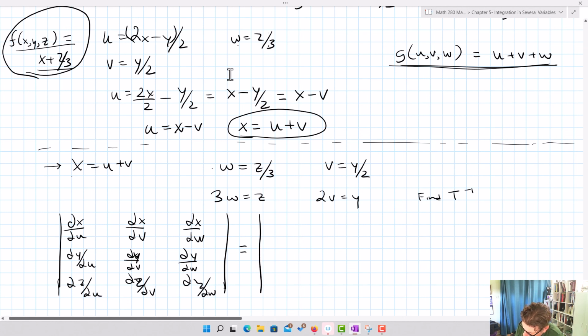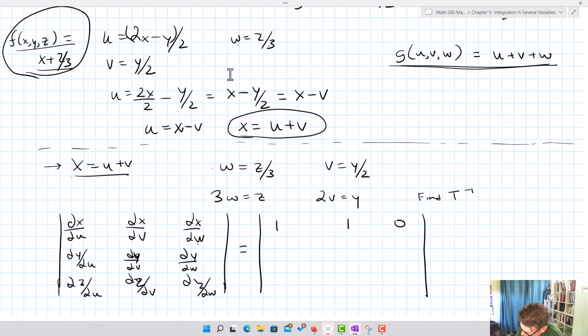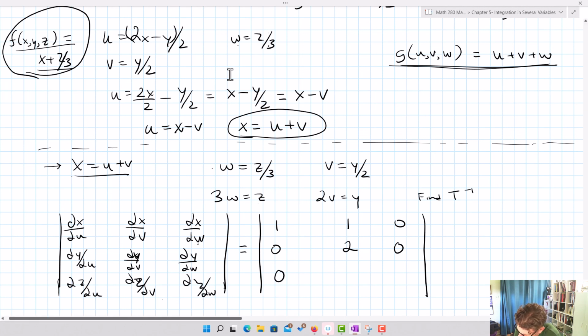Del x del u is 1. Del x del v is 1. Del x del w, no w's in x, so that's going to be 0. Del y del u, look at y equals 2v, that's got a 0 there. Del y del v is going to be 2. Del y del w is going to be 0. Del z del u, no u's in z, so 0. Del z del v is also 0. And del z del w is 3.